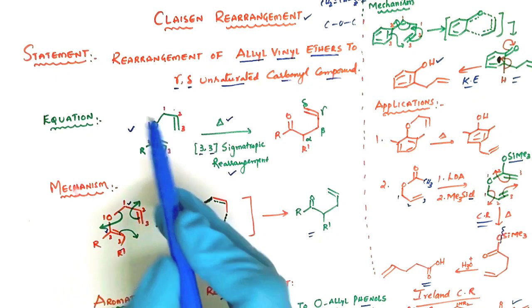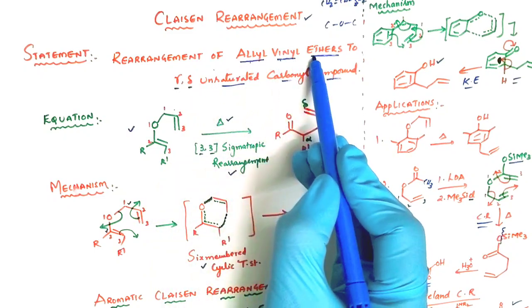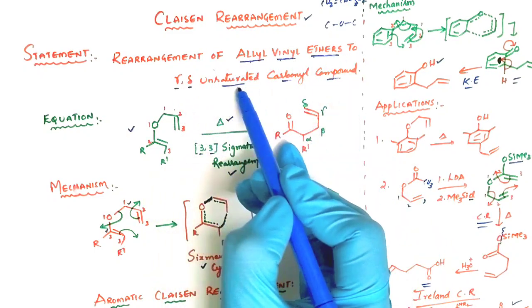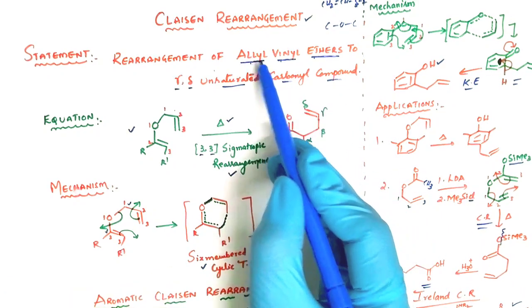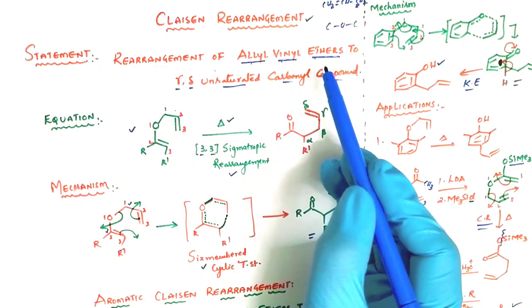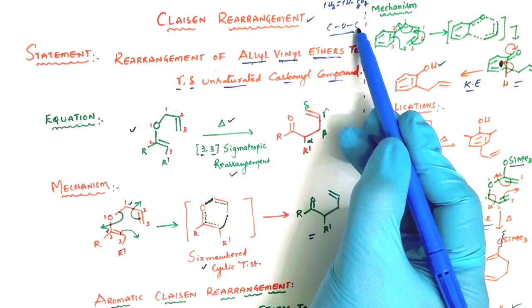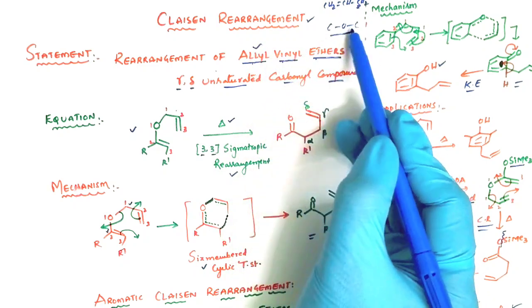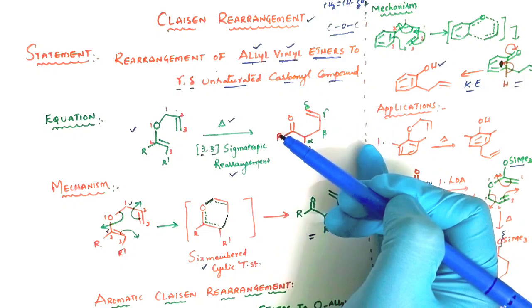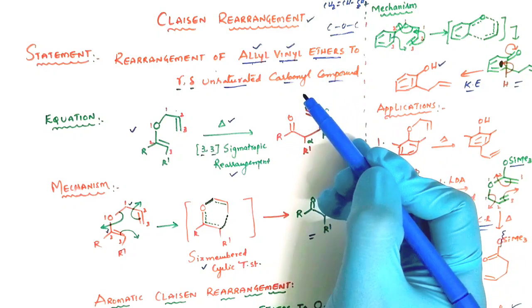If you see the statement, rearrangement of allyl vinyl ethers to gamma delta unsaturated carbonyl compounds. That means here the reactants are allyl vinyl ethers. Ether means what kind of bond we need to observe? Carbon, oxygen, carbon, right? So on one side we must have an allyl group, on another side we must have a vinyl group. Then we can say that the molecule is an allyl vinyl ether.